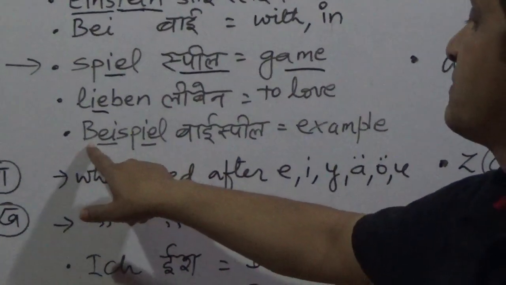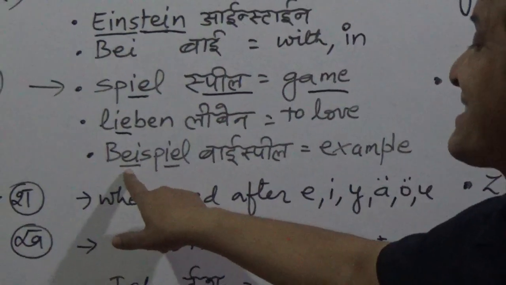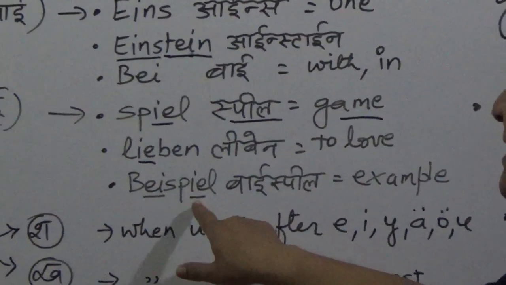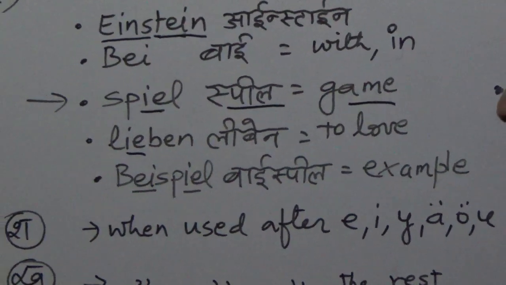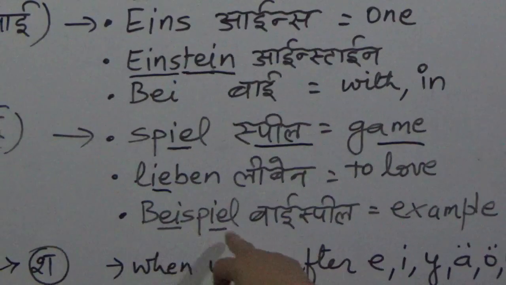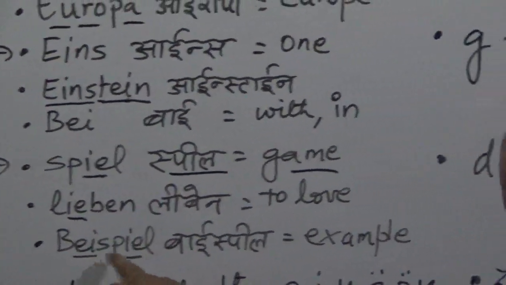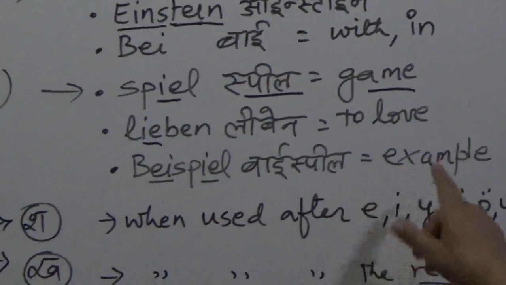B-E-I-S-P-I-E-L. So this is Bei, E-I gives the I sound, and this is Spiel, I-E gives the E sound. Mind it, students get confused here most of the time in the beginning. So this is Beispiel, E-I and I-E. Beispiel means example.